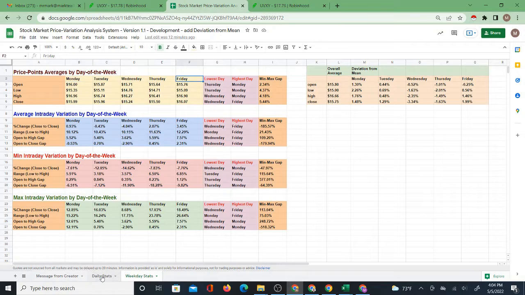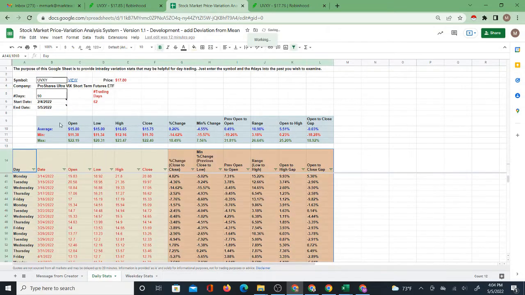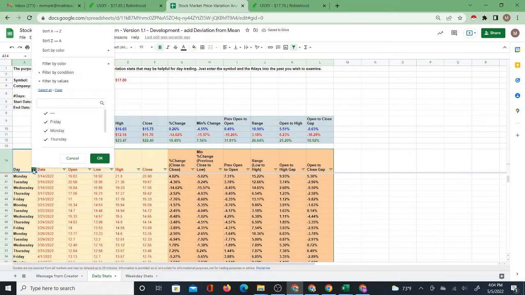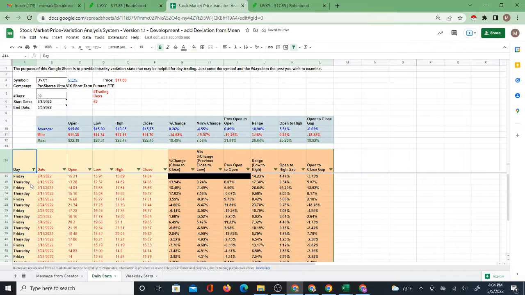But the other thing that we really would want to do here, and I really should put a filter on this, I'm going to highlight that, create a filter, is you might want to just clear this and just look at Thursday and look at Friday, maybe even Monday if you want to go that far. But let's just look at Thursday, Friday.